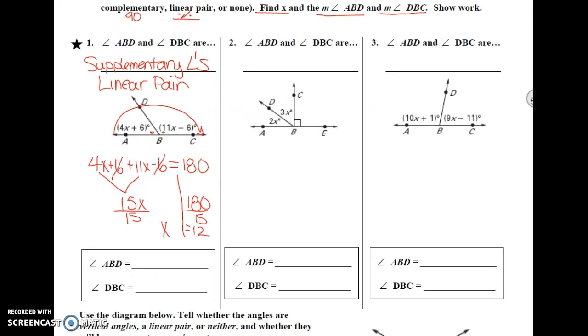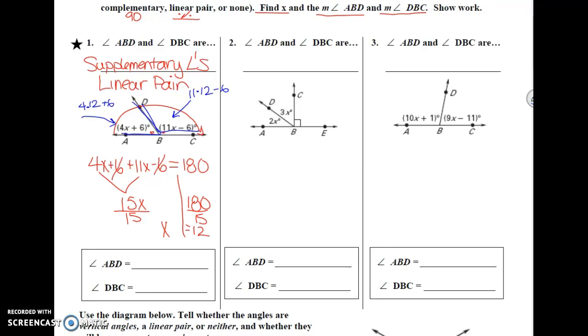And if I slide my diagram up just a little bit, I can see that I have a box here for the measure of the angles. The measure of angle ABD is this one. So I'm going to plug my 12 in there. 4 times 12 plus 6. And DBC is the other side. I can plug my 12 in there. 11 times 12 minus 6. Calculate those two numbers and put them on the blank.